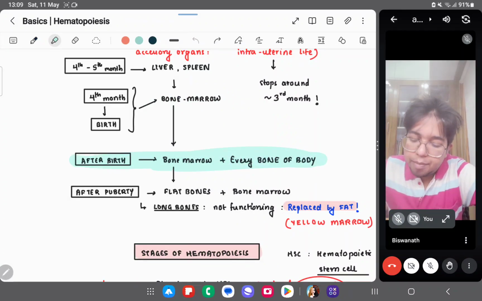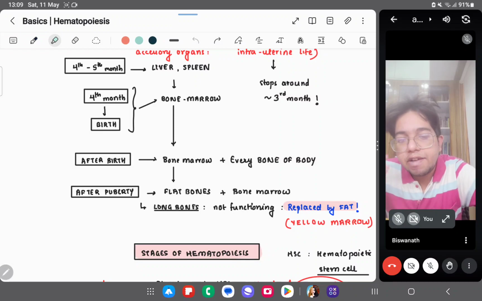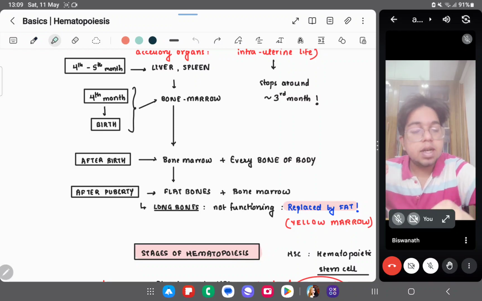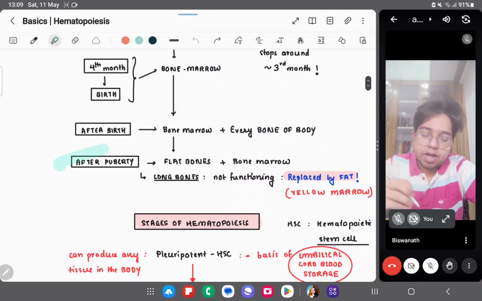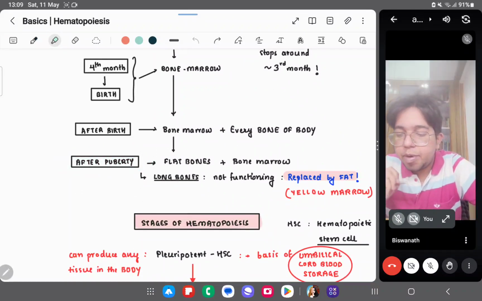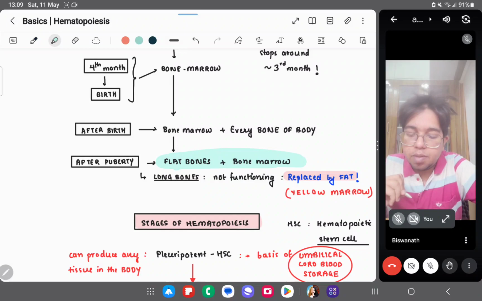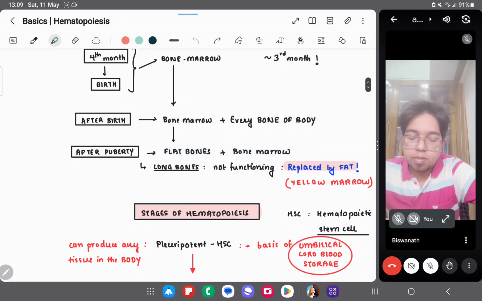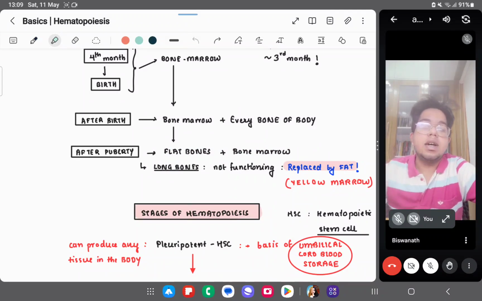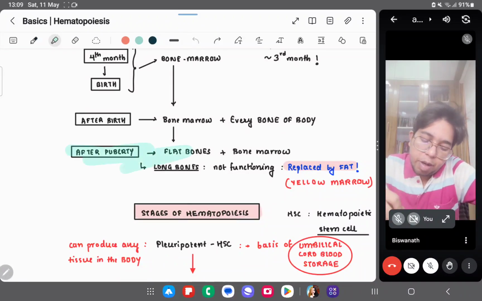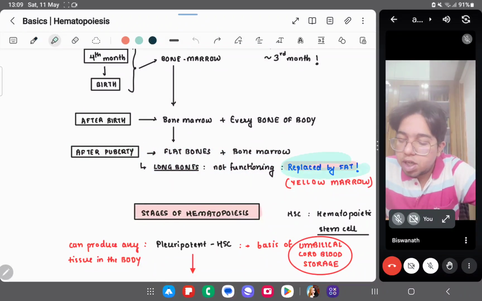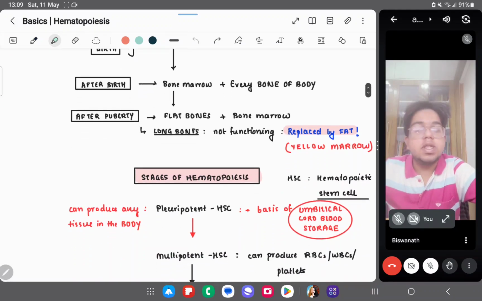After birth, we have bone marrow plus every bone of our body. Every bone produces blood cells, all the hematopoietic functions. After puberty, we have the flat bones and the bone marrow principally. The long bones stop producing blood cells because they are replaced by yellow bone marrow. Before puberty, we have the red bone marrow, so hematopoietic. But after puberty, the long bones will not function as they will be replaced by fat. This is the yellow bone marrow.